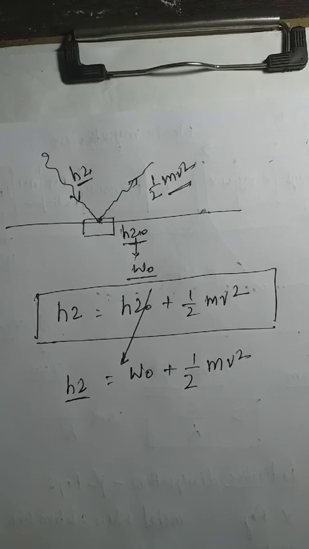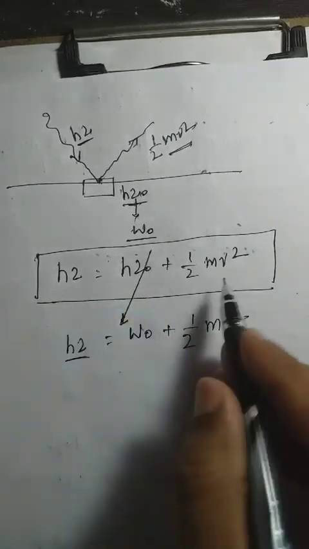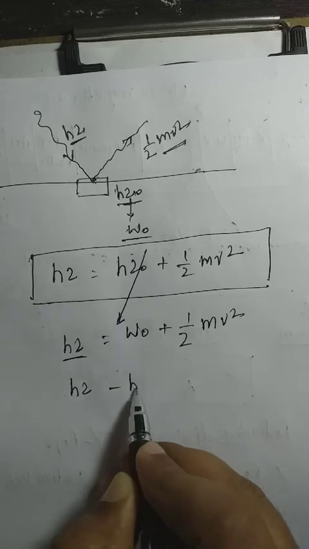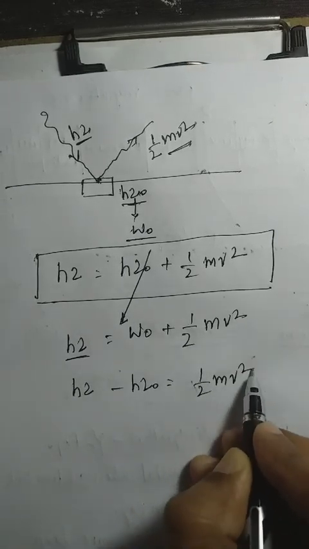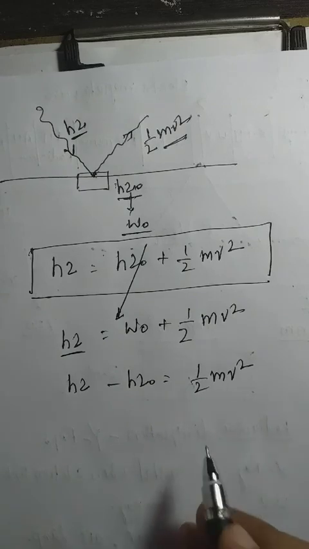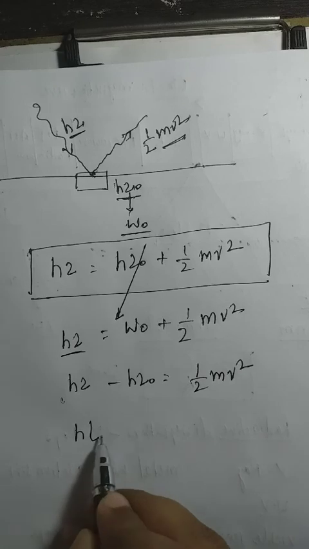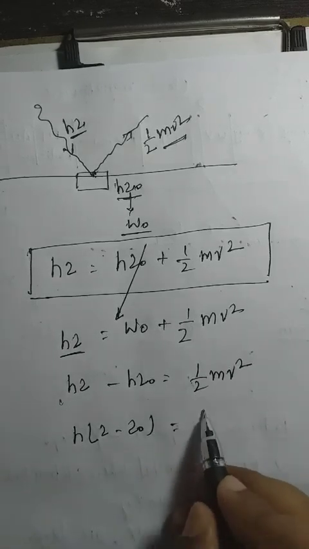So this relation is very important, and you have to know that when light is projected on the metal surface, it behaves like this. Sometimes people write it in this elongated form: h nu minus h nu naught is equal to half mv square. Or if you want to convert it, h is constant on the left-hand side, so h times nu minus nu naught is equal to half mv square.